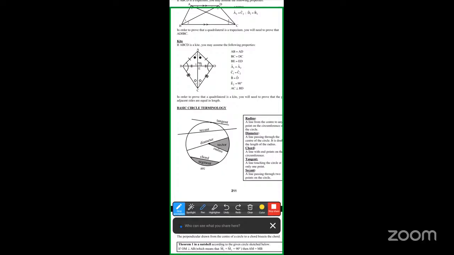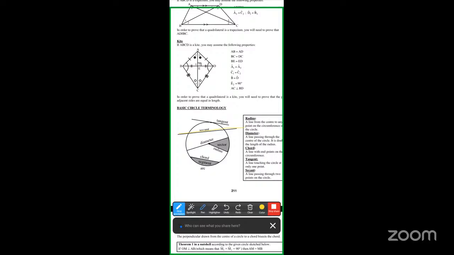Then we also have got the secant, a line that passes through the circle. It passes through, or it cuts the circle. It also goes outside the circle, just like we can see here. It doesn't move from the circumference to the circumference. It goes to the outside.